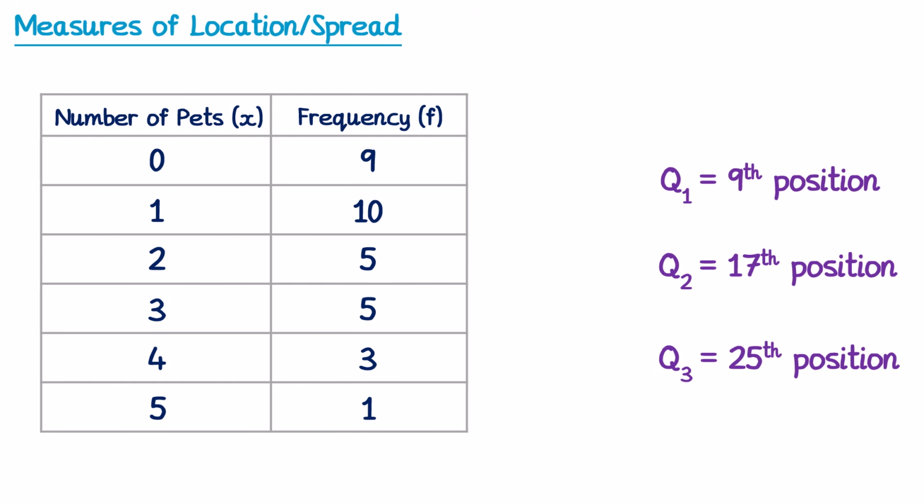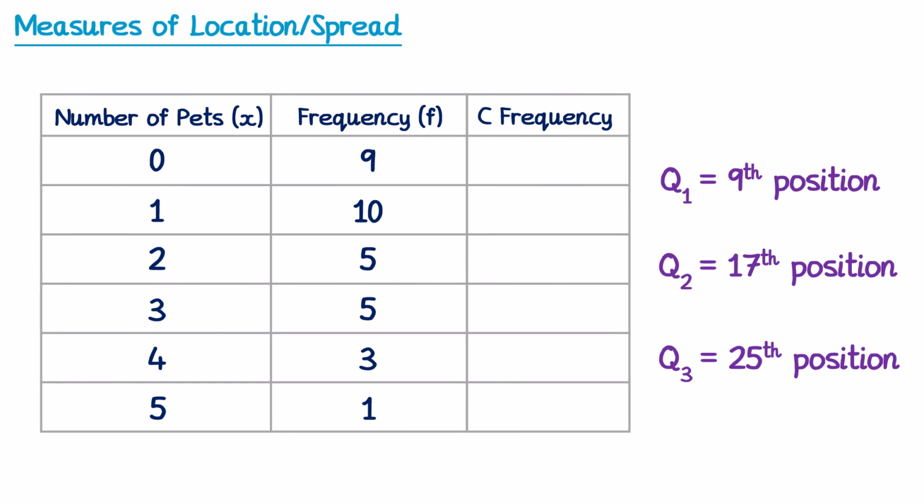One way of doing this is to add an extra column for the cumulative frequency. To complete this column, we take the first frequency, which is 9, and then we just add on each of the next frequencies. So add on 10 to get 19, add on 5 to this to get 24, another 5, so 29, 3 more, so 32, and then 1 more, 33. And that makes sense because n was 33.